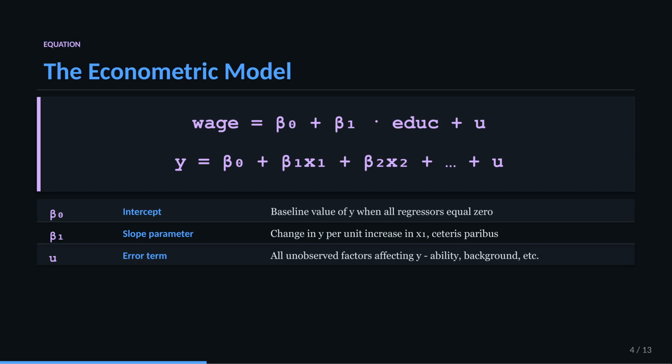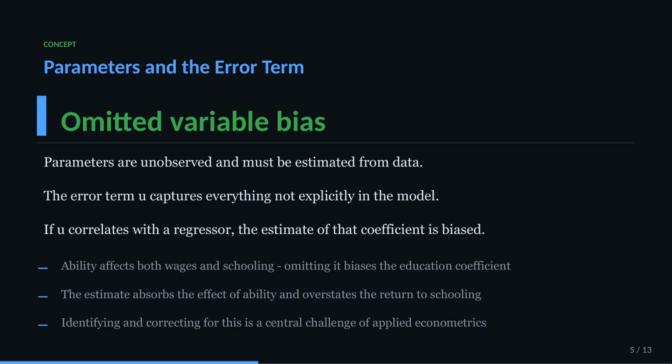That brings us to the importance of parameters and the error term. The parameters are what we care about, but they are unobserved. We never see the true beta in the population. We only estimate it from a sample. The error term represents all the omitted forces affecting the outcome. In a wage equation, it may include ability, motivation, family background, or local labor market conditions. If one of those omitted factors is correlated with education, the estimated schooling effect will be biased.